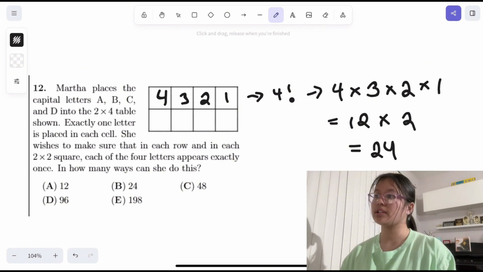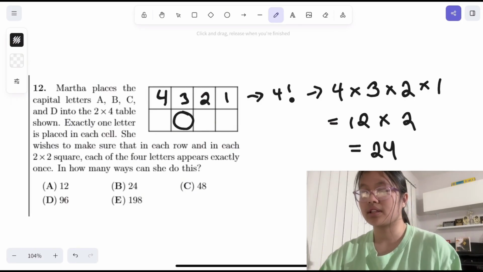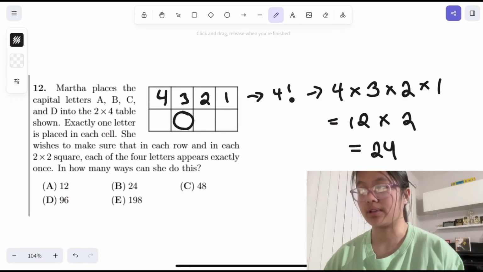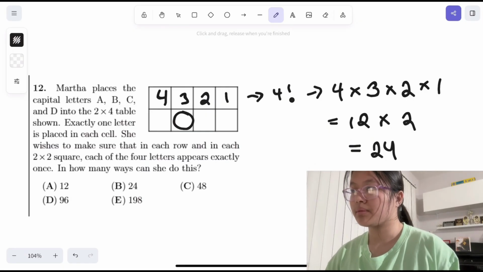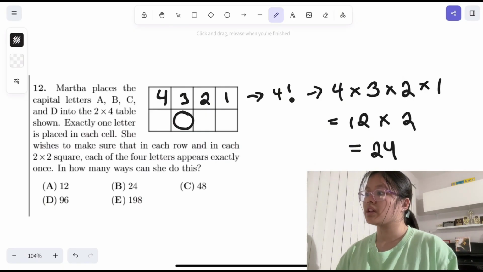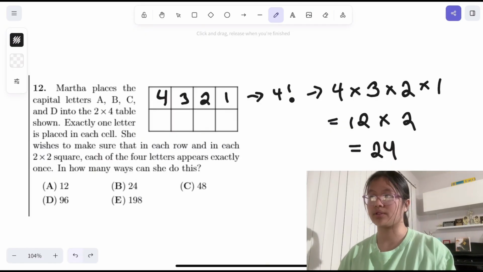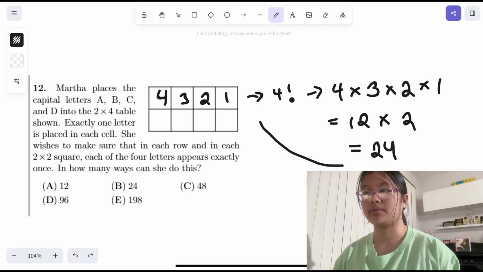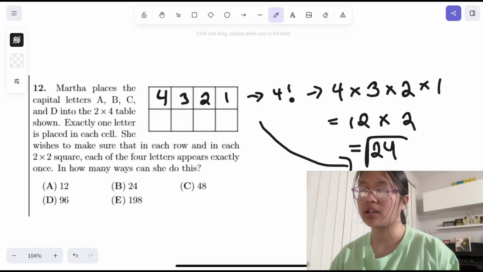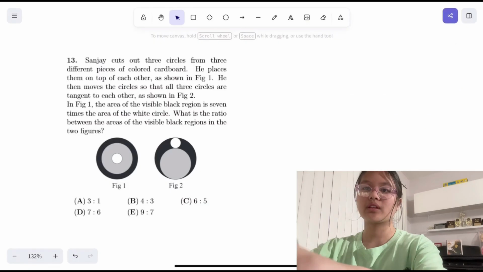Now for the second row, you have to consider the second square of the second row since it's a 2 by 2 square. So this can't be the letter in the first or third position of the first row, so it must be the same letter as in the fourth position. So therefore the second row is the same, 24 options. So basically our answer is B, which is 24.